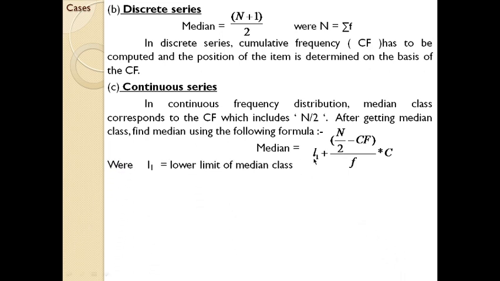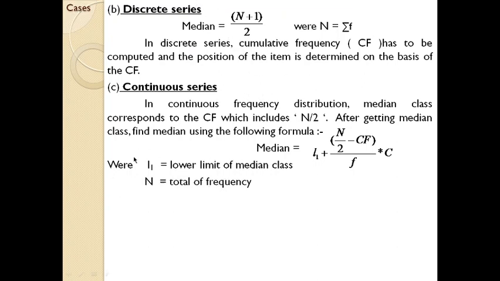Here the equation is L1 plus n by 2 minus Cf divided by f into C. We will be discussing each variable. L1 means lower limit of the median class. It is very easy. Just remember a class 10 to 20. Which one is the lower value, 10 or 20? 10 is the lower value. L1 means lower limit of a class.